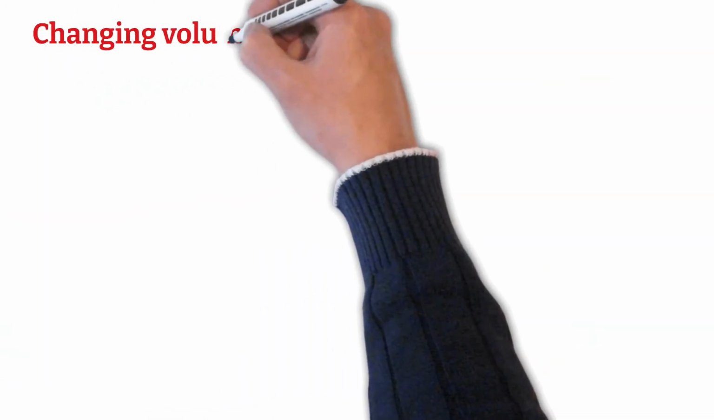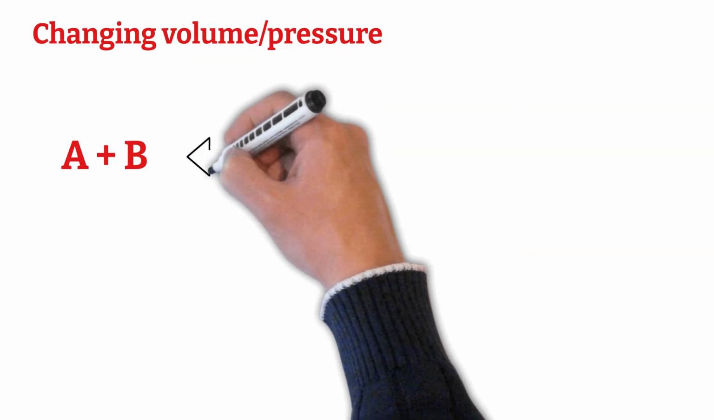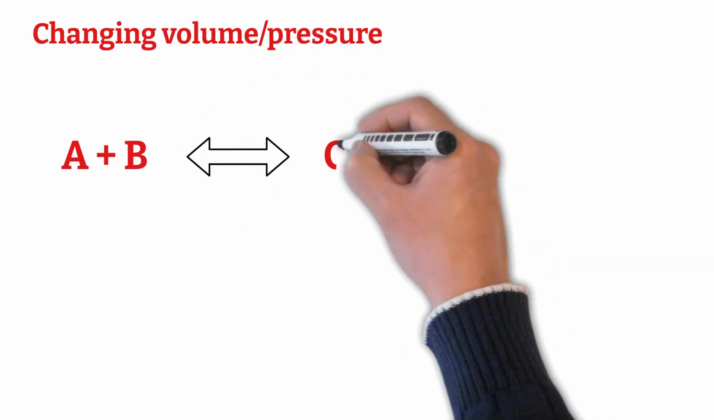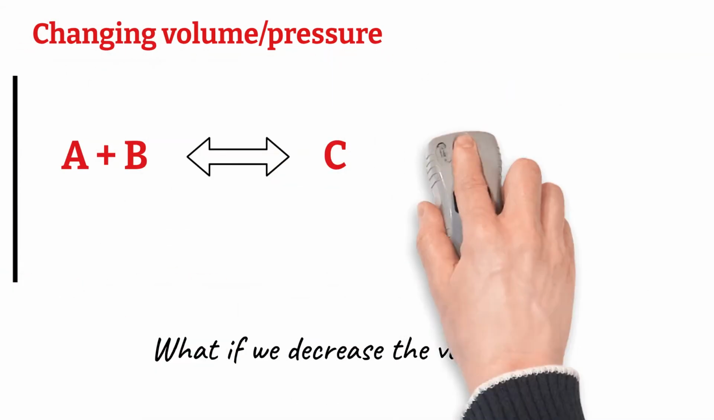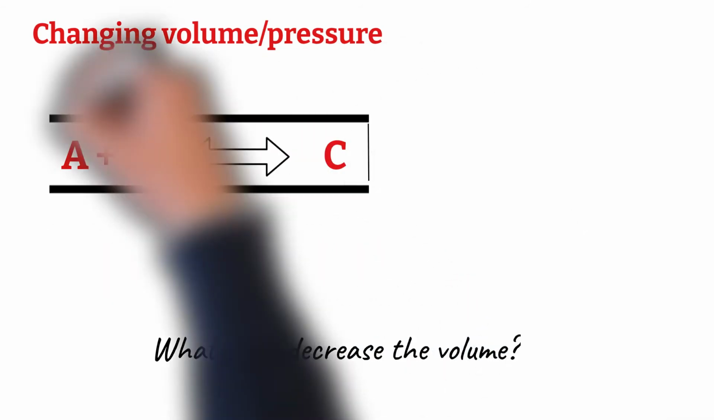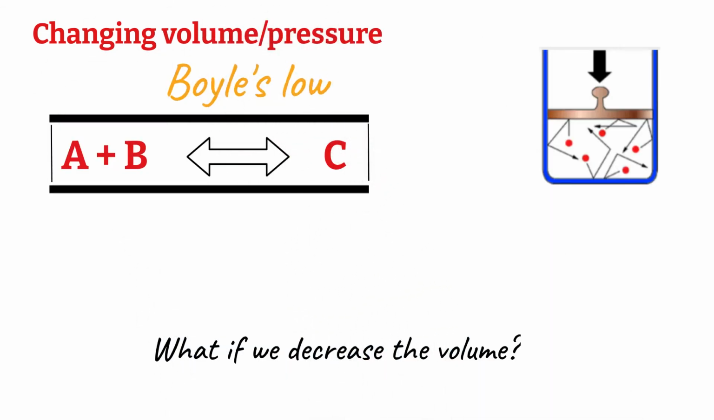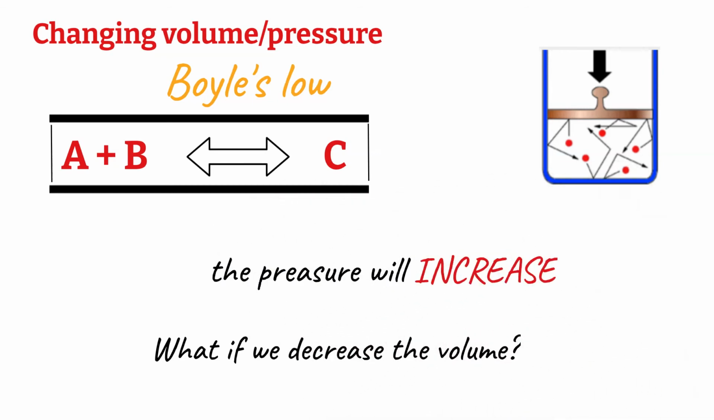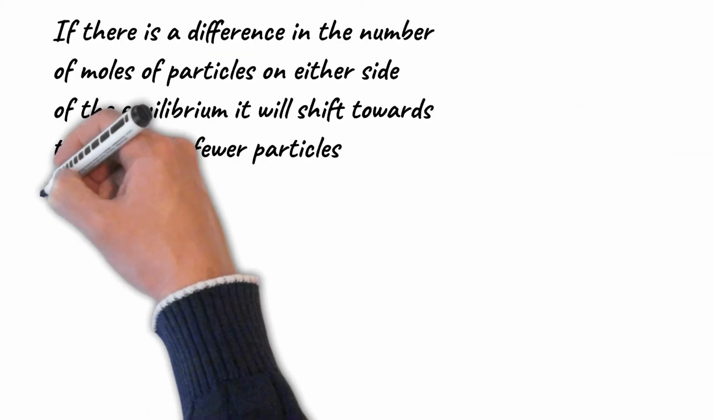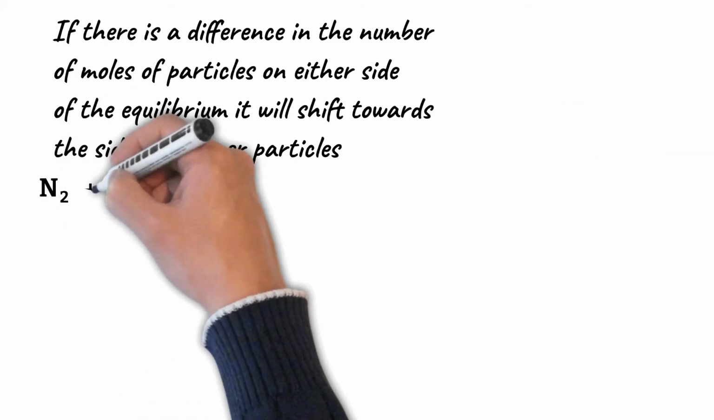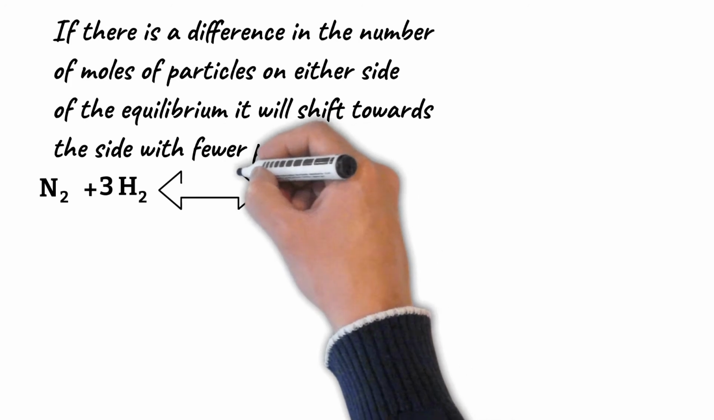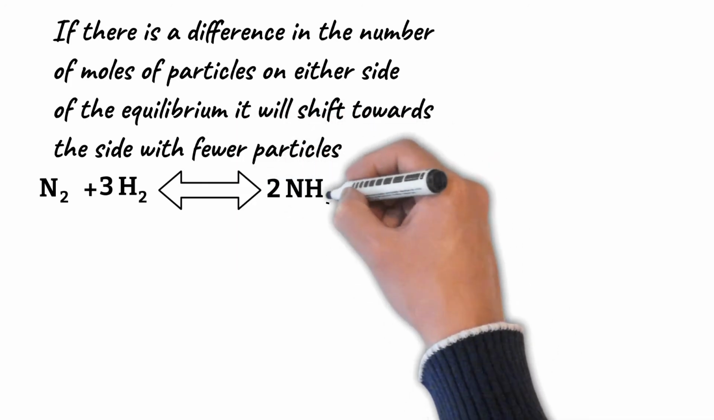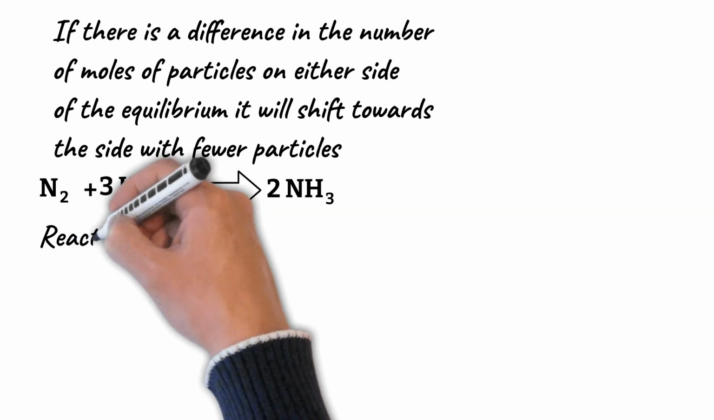The third stress we can examine is changing the volume or pressure. Let's say the equilibrium involves gases in a container. What if we decrease the volume of this container? If we remember Boyle's law, we know that the pressure will increase, since the smaller the volume, the more particles will hit the sides and exert pressure. If there is a difference in the number of moles of particles on either side of the equilibrium, it will shift towards the side with the fewer particles, so as to remove some of the additional pressure.